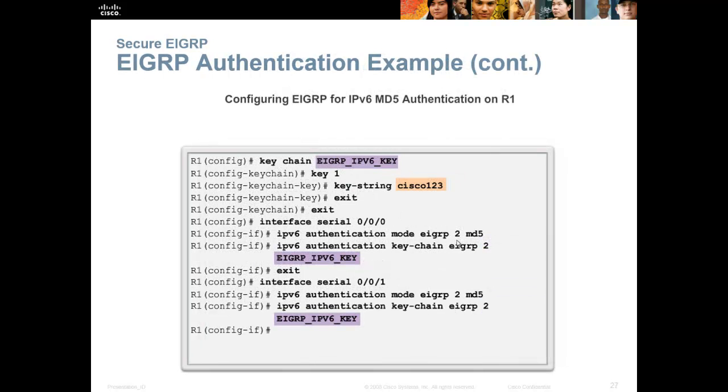Now here it is in IPv6. It's the exact same way. Instead of using IP, I use the word IPv6. So I create the keychain, I create the key, and then I create the code for the key. Then I go into the interface and do authentication, and then I do authentication key. It's exactly the same, anywhere I use the word IP, I put IPv6 there.